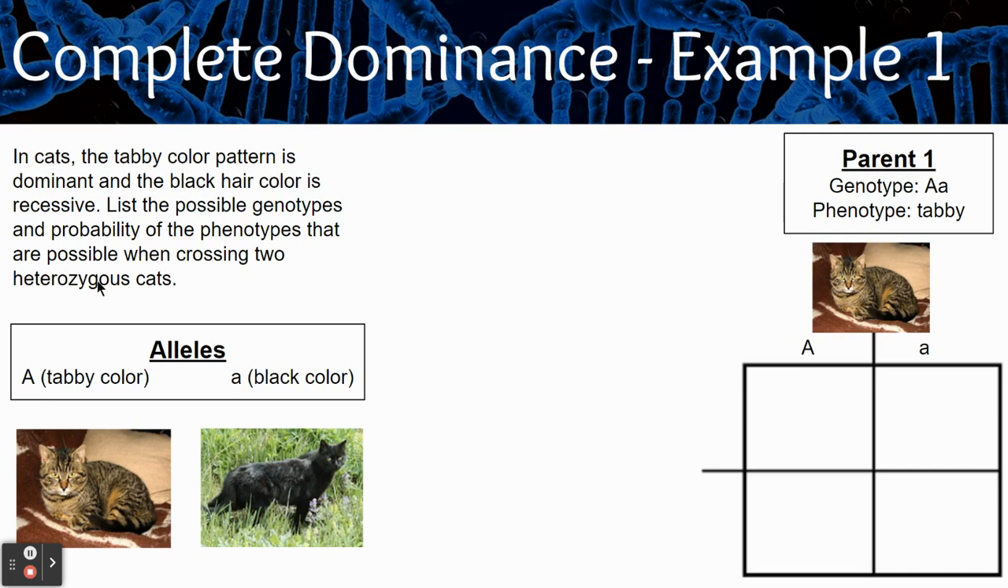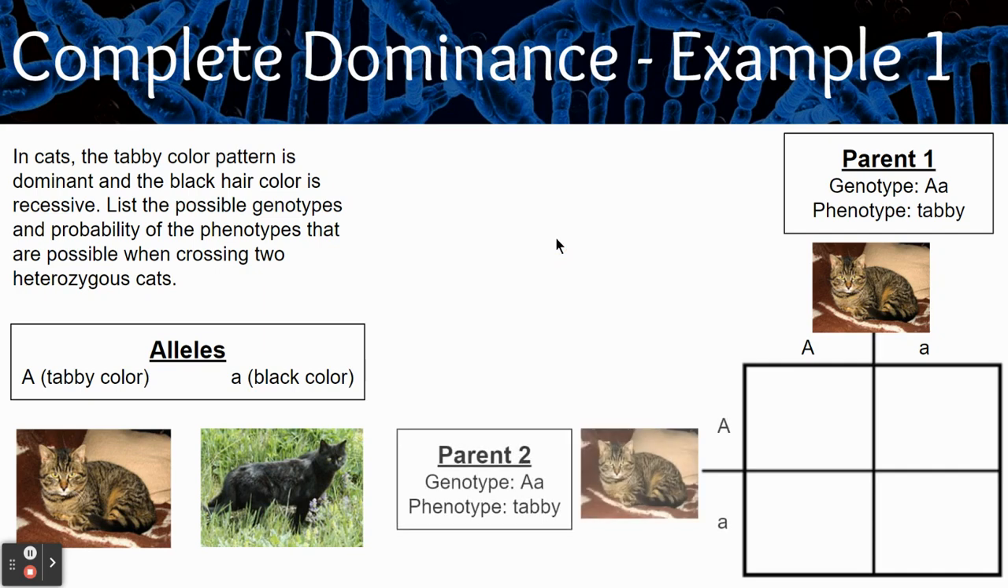The other parent is also heterozygous. It says we're crossing 2 heterozygous cats. So we're going to place the other one on this side. Now we're going to fill in the inside. So here we have 2 capital A's. Here we could inherit a capital and a lower. Here we could inherit a capital and a lower. And here we could inherit 2 lowers.